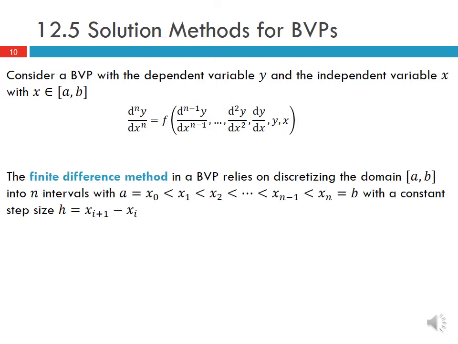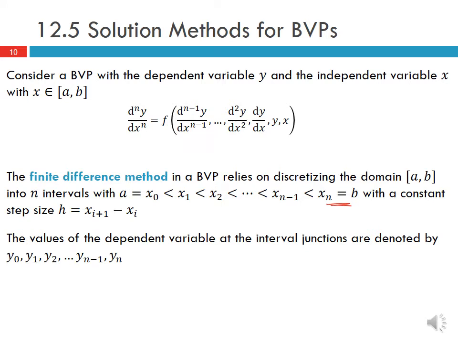The finite difference method in a boundary value problem relies on discretizing the domain from a to b into n intervals, with a equal to x0, and then increasing values of x, up to xn equal to b. And we assume a constant step size h is equal to xi+1 minus xi. The values of the dependent variable at the interval junctions are denoted similarly, so y0, y1, y2, up to yn.